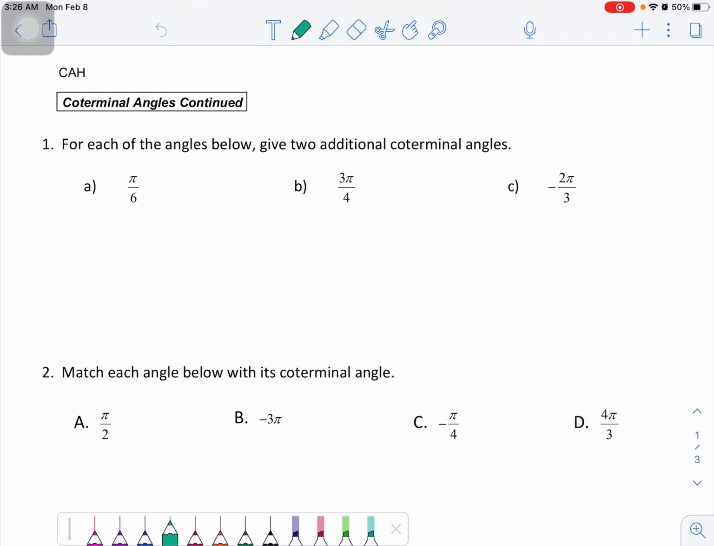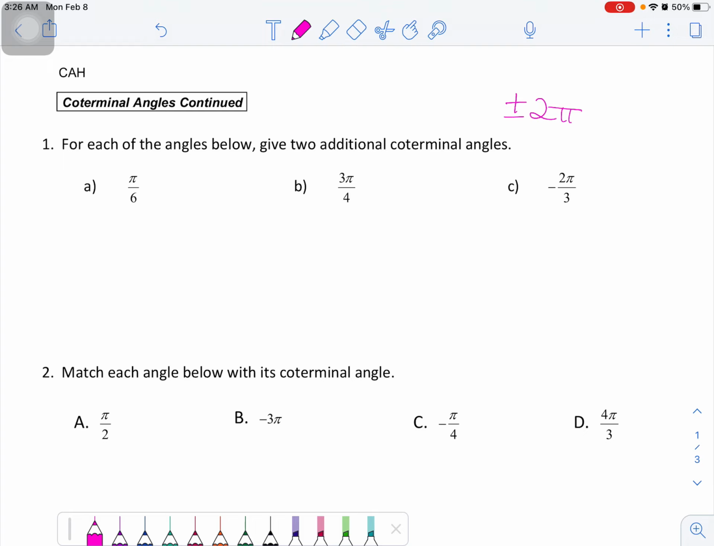So in the last video, we learned how to find coterminal angles for degree measures, for angles measured in degrees. In this video, we're going to talk about coterminal angles in terms of radian measures. When we talk about degrees, we added or subtracted 360 degrees to find coterminal angles. If we're in radians, we are going to add or subtract 2 pi, because 2 pi, whether you're adding or subtracting, is 1 full revolution.